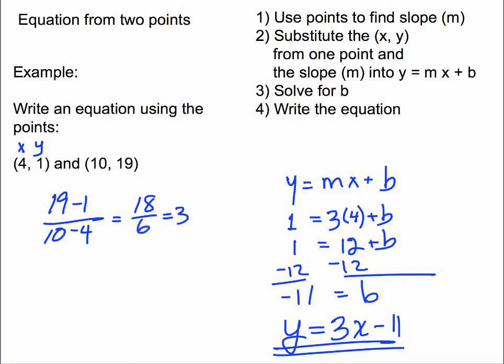And here's the solution. The slope is 19 minus 1 divided by 10 minus 4. That's 18 over 6, which is 3. We use 3 and the point 4, 1, substitute that into the equation. We get 1 equals 12 plus b. Solve that for b, and we get negative 11. And the equation is y equals 3x minus 11.